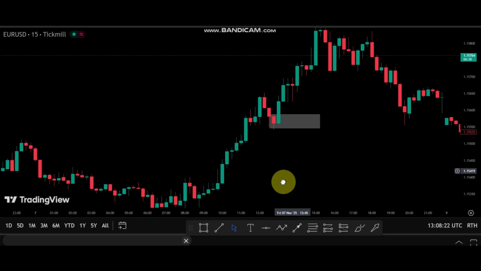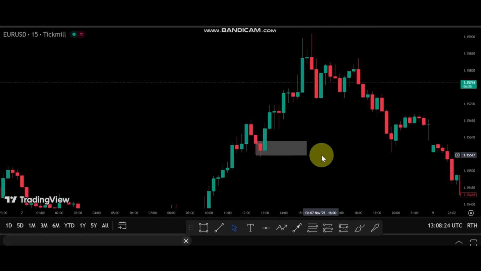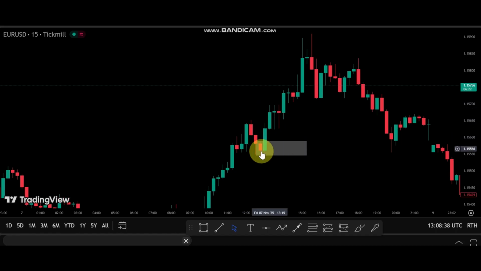If you don't understand what an order block is, there's a dedicated video I made about order blocks. I recommend you watch that video because this video only talks briefly about it. You can also see before this green impulsive candle, this small candle is our order block.